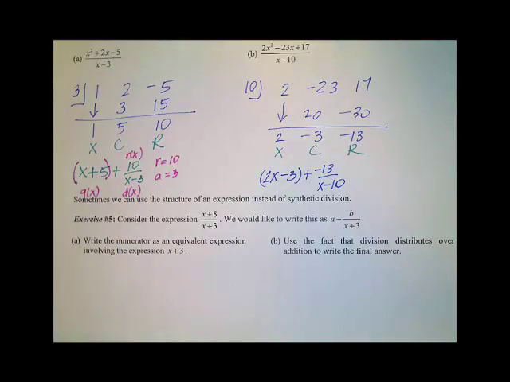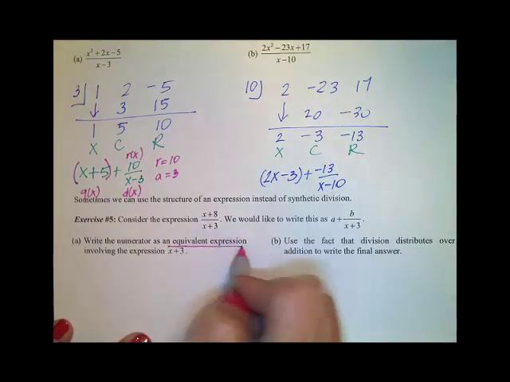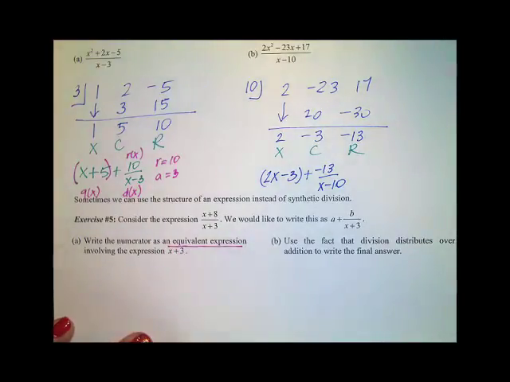So instead of actually dividing, we're just going to rewrite things, okay? All right, so consider the expression (x + 8) divided by (x + 3). You would like to write it as a + b/(x + 3), but we're not going to use synthetic division. So we're going to rewrite the numerator as an equivalent expression. An equivalent expression is not an equation, involving x + 3.